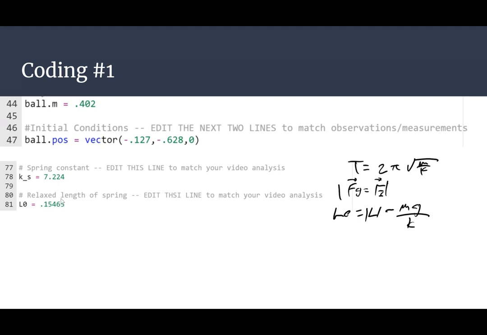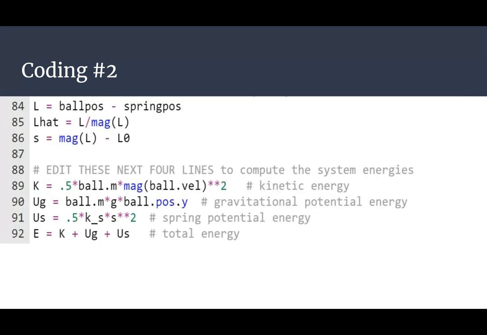At line 81, to find L naught, we have to assume first that the ball is at equilibrium. So the force of gravity equals the force of spring, and I solved this equation for L naught and got the value of 0.15465. From line 84 to 86, the goal is to find S. And at lines 89 to 92, these are the formulas that I already mentioned about the energy and the introduction.